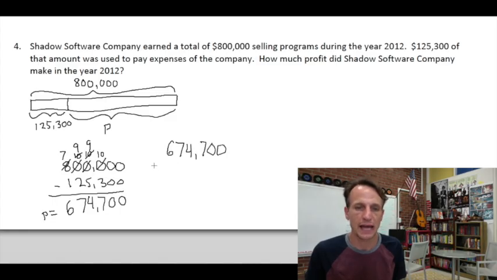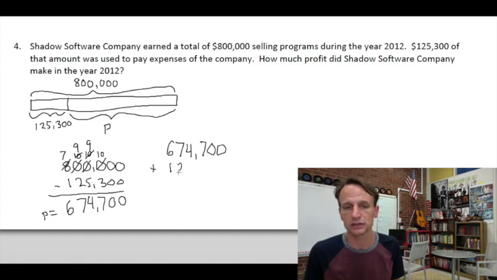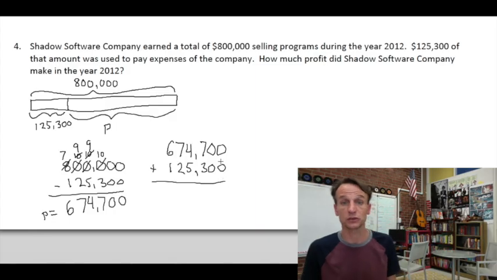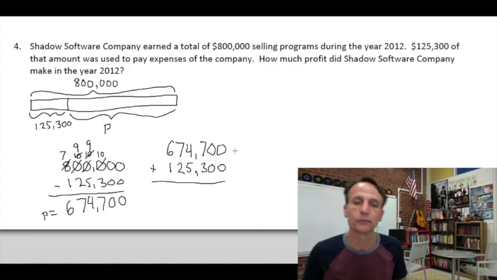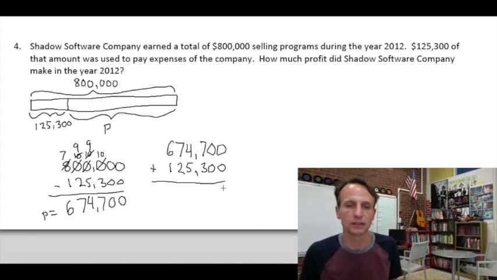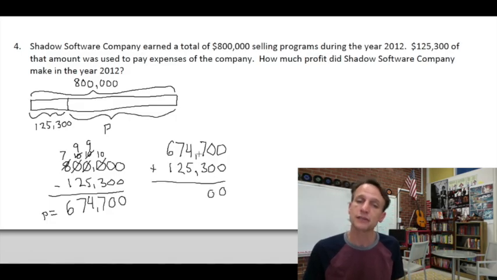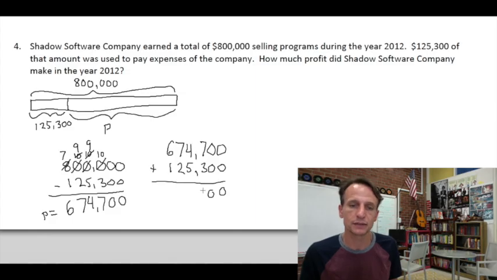And if we add it this time now, add it to the other part, their costs of $125,300. We should get 800,000, but let's actually do the addition so it's worth our while. Because 0 plus 0 is 0. 0 and 0, again, is 0. 7 plus 3, you know that. Yep, 10. Regroup that 1.